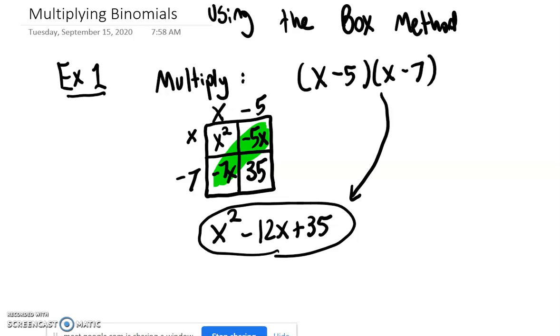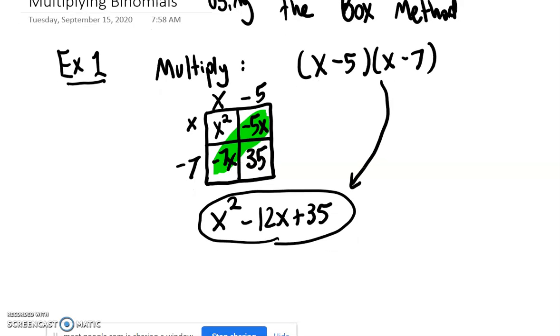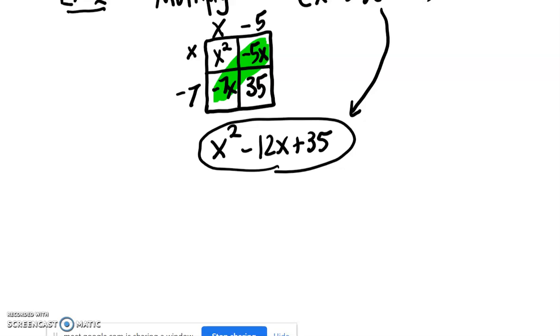Any questions on that first example? All right, I'm not hearing any. Let me look in the chat. All right, so let's do another example.